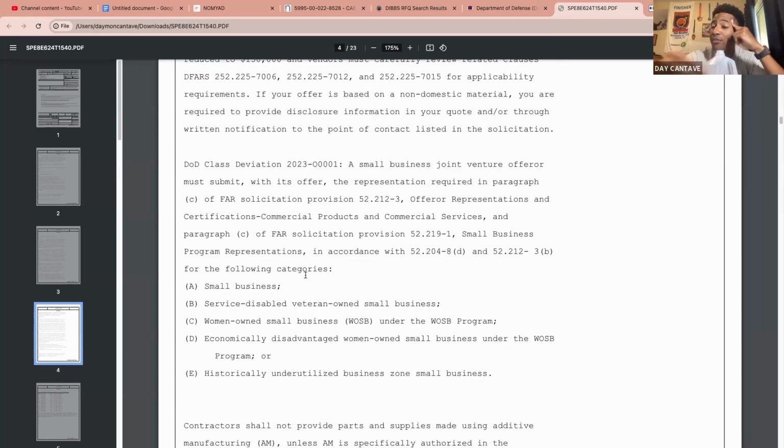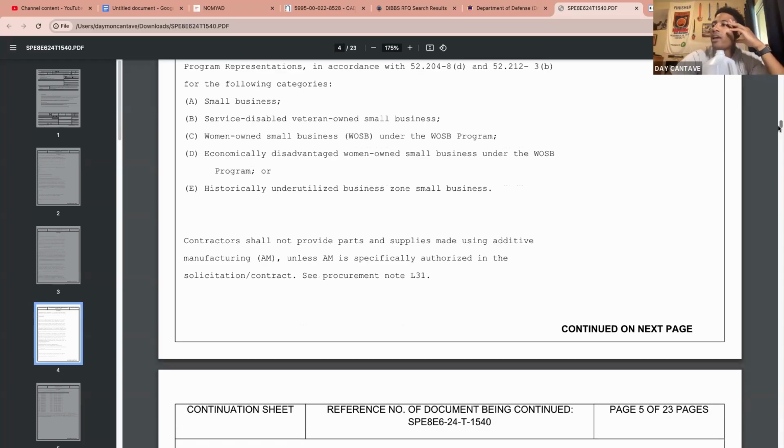And then this talks about small business joint venture offers, basically the paperwork that you have to have in place if you are going to be a joint venture with a small business, SDVOSB, woman-owned, or economically disadvantaged woman-owned small business, or a HUBZone, which is historically underutilized business zone. Basically, a HUBZone is like if you're in the hood. That's in layman's terms and in elementary words. That's how you put it.